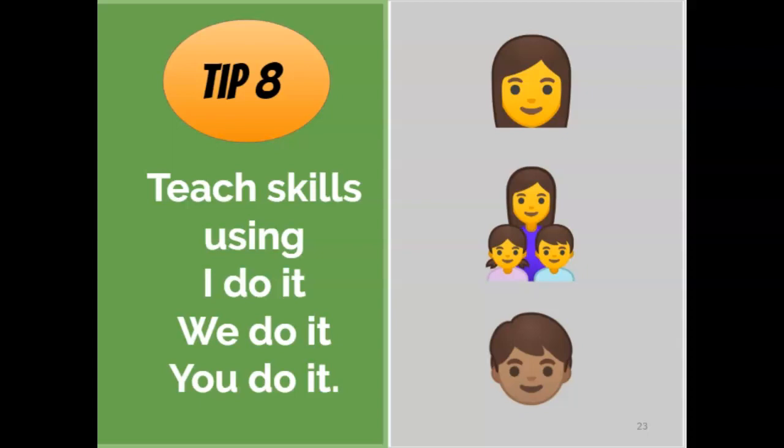I want to always teach skills using the I do it, we do it, you do it formula, remembering that often for students with disabilities, they need a few more I do's, a lot more we do's before we ask them to independently be successful, whether it's an academic task or a behavioral expectation, like walking in the hallways.